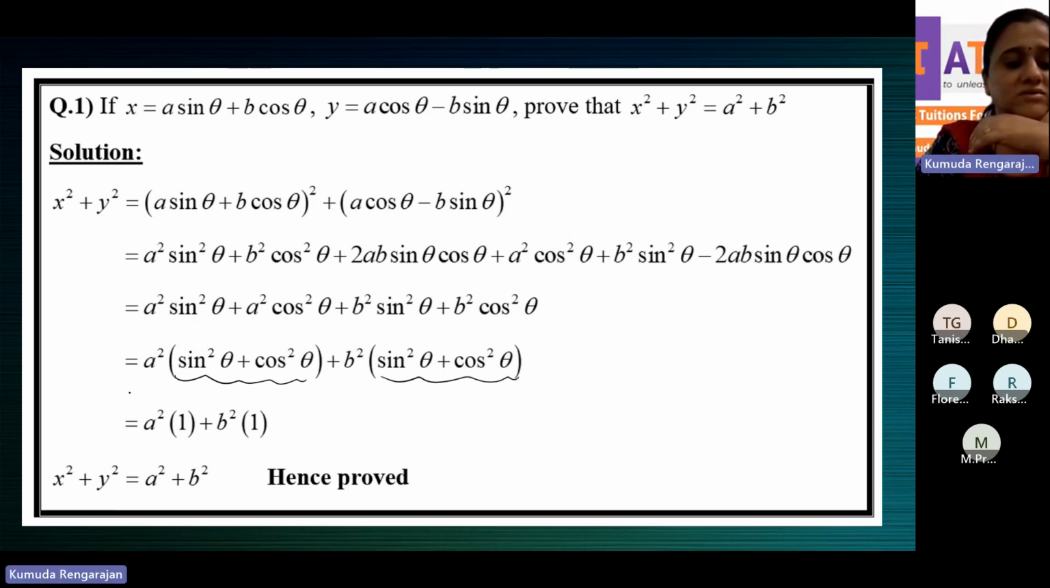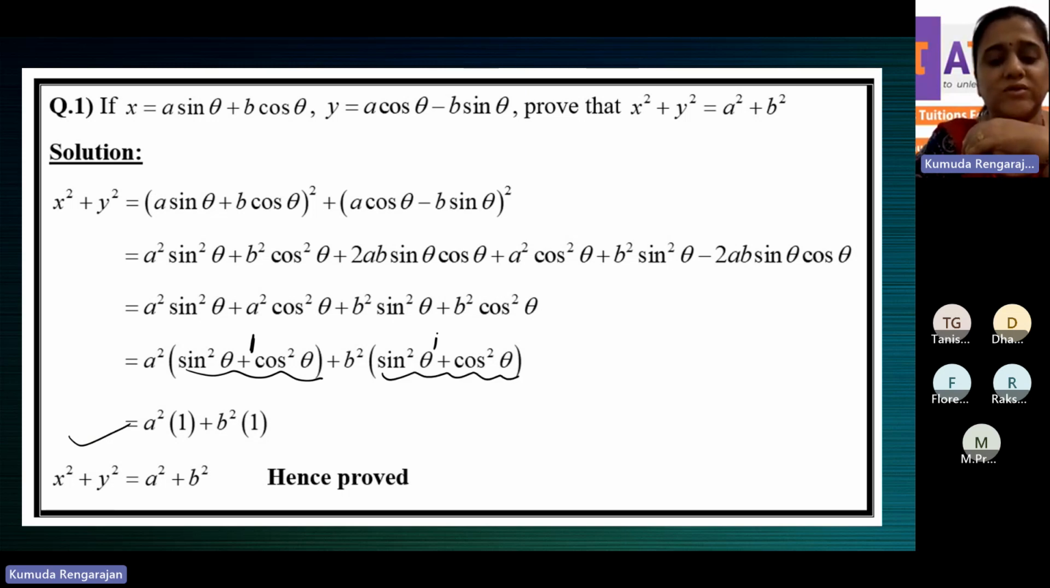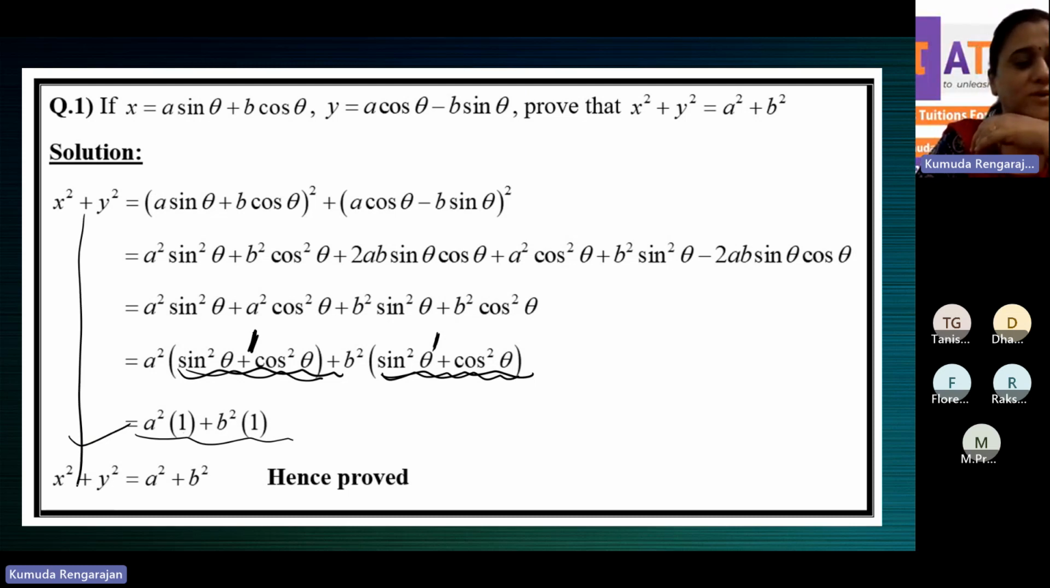What I have done is, sine square theta plus cos square theta is 1, right? By the identity, sine square theta plus cos square theta is 1. Here also, by the identity, sine square theta plus cos square theta is 1. So a square into 1 plus b square into 1. That's what you see here. So what is a square into 1? A square. B square into 1? B square. So we proved that x square plus y square is equal to a square plus b square.